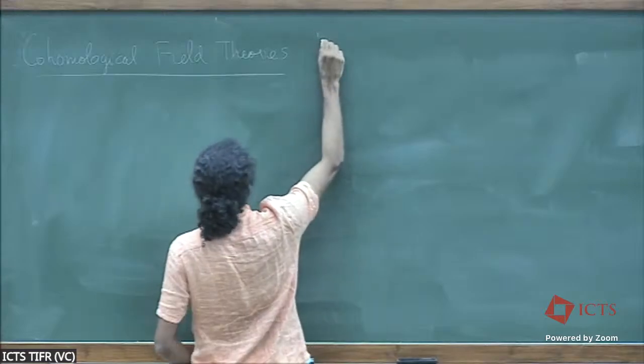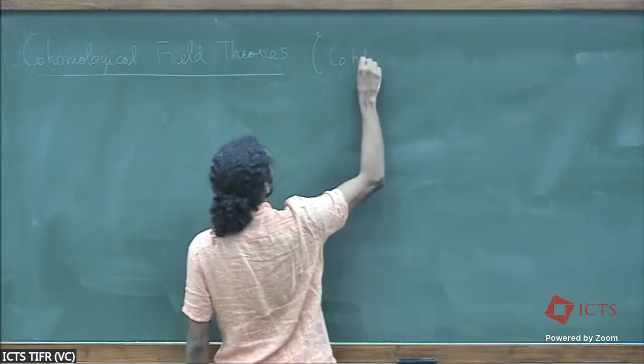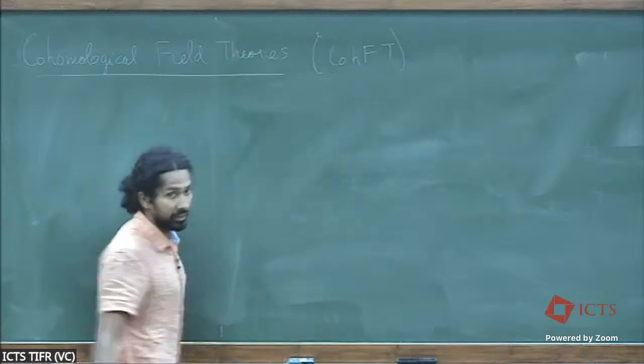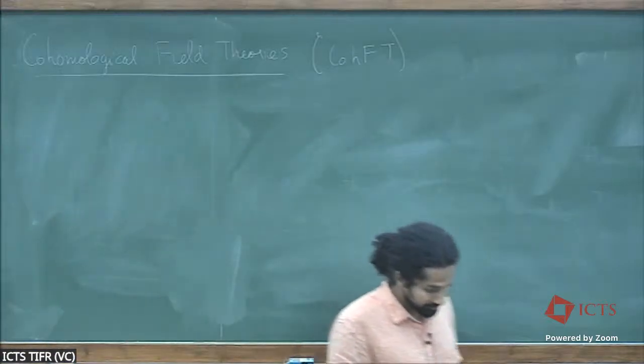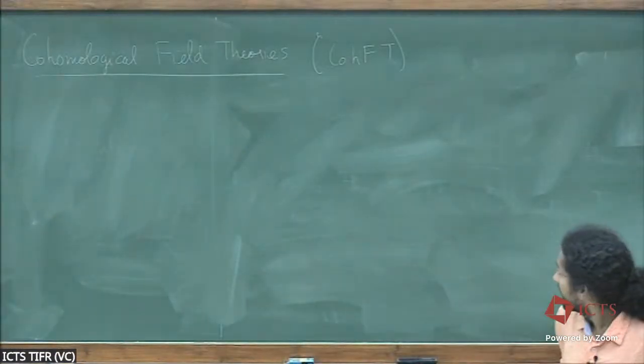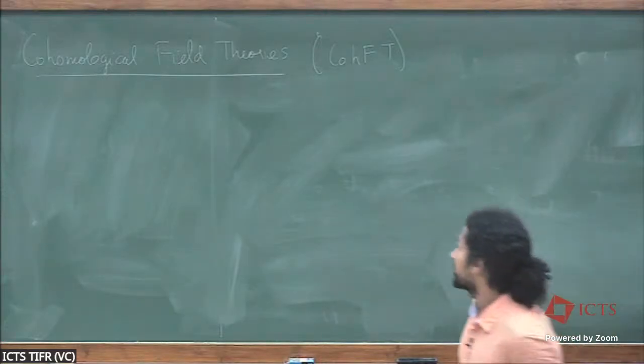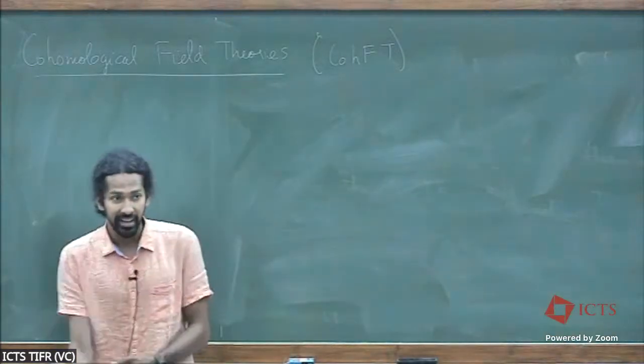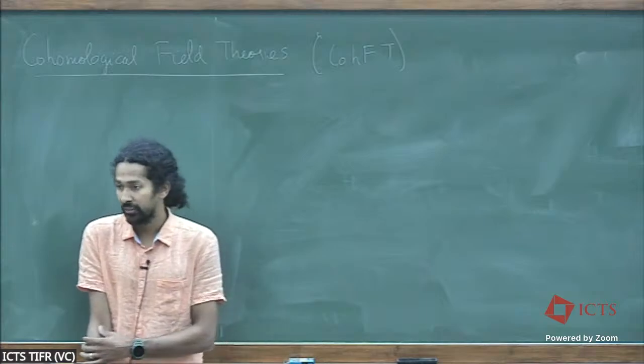And once we have this, we'll come back to TR. So CohFT for short. This is a very long word. These were defined by Kontsevich and Manin, basically to axiomatize the kind of stuff that you get in Gromov-Witten theory.